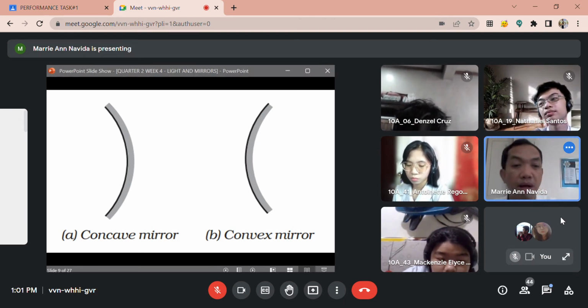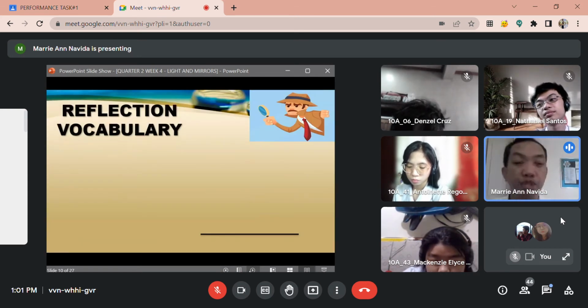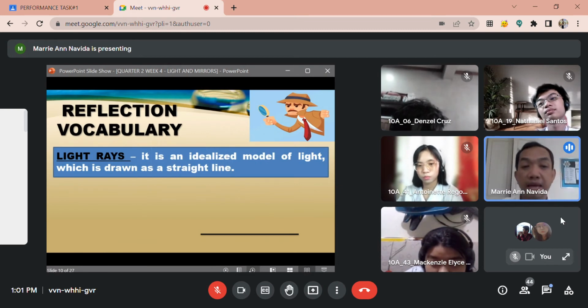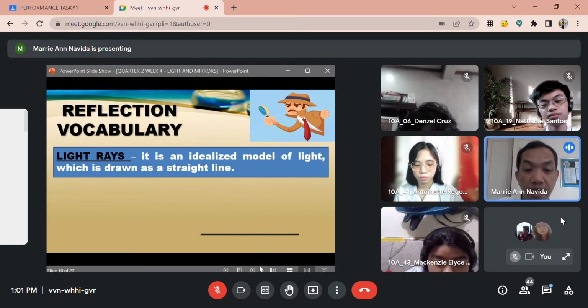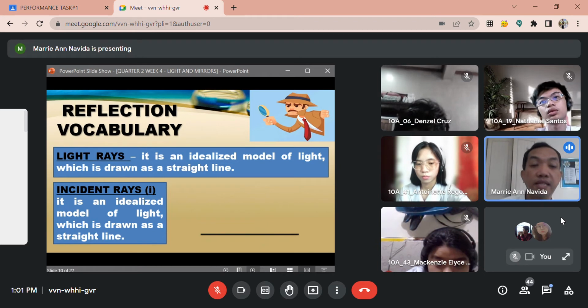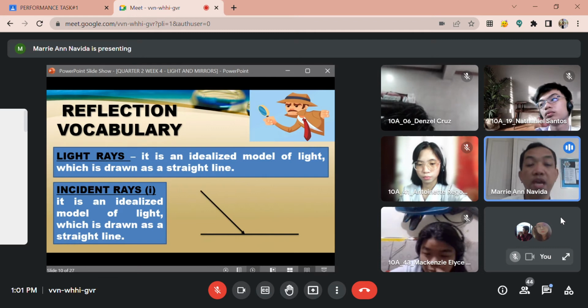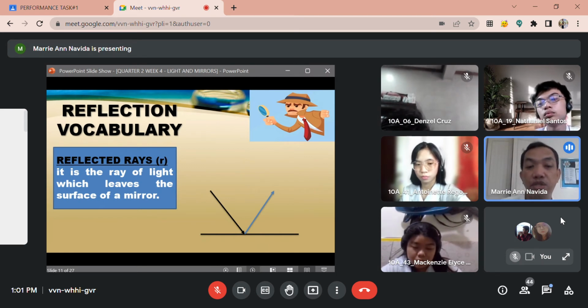Now let's go to the vocabulary words for you to understand the different things. Here are the reflection vocabulary. Number one, light rays. It is an idealized model of light which is drawn as a straight line. Another is the incident ray. So here is the light ray, and the reflected ray is this part. This is the ray of light which leaves the surface of the mirror.